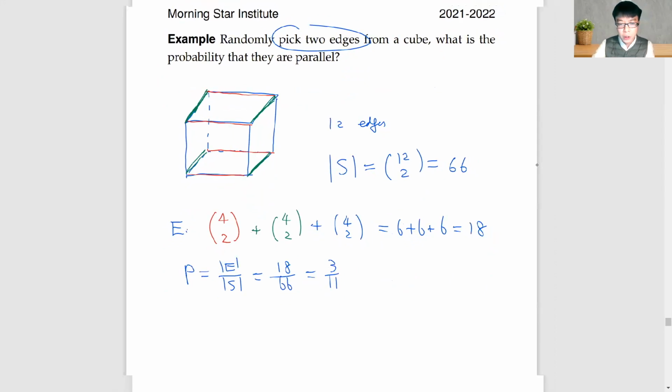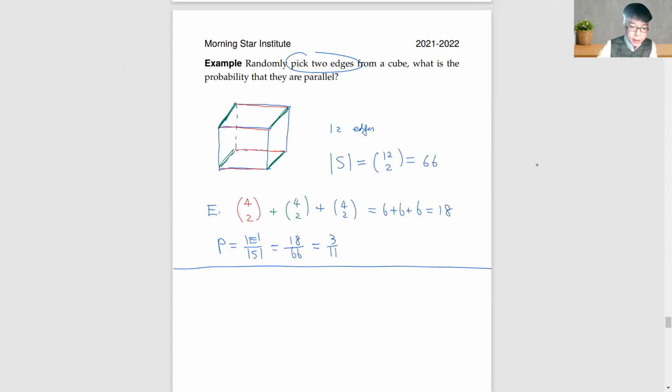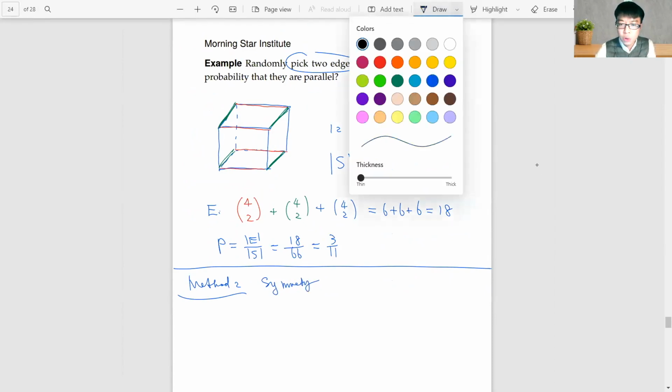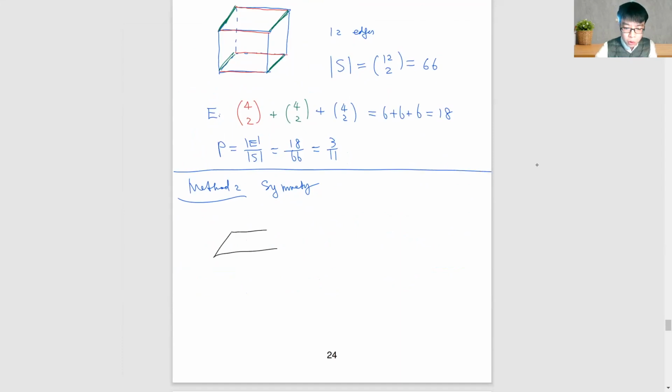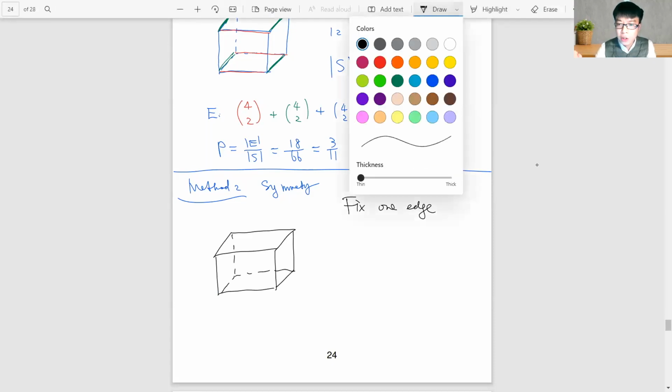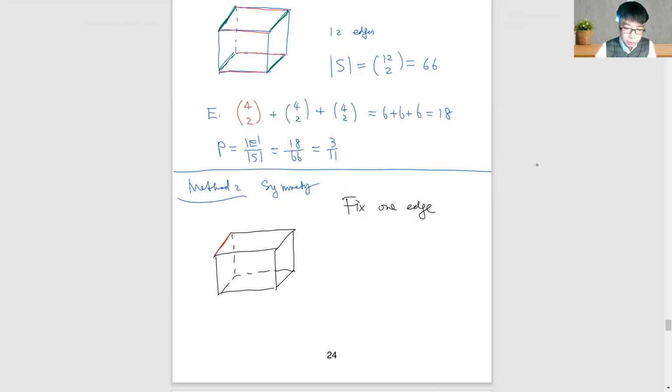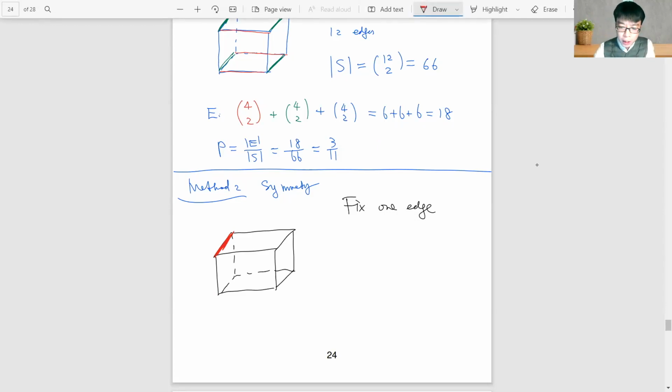This is the normal way to do it. But here, let me also mention another useful technique in AMC8. It's called using symmetry. If you use symmetry, the question can be solved very quickly. Let me also draw the cube here. Because this cube is very symmetrical, we can fix one edge. You can fix any edge, the discussion will be the same. Let's fix one edge, and then we consider the possibilities for the other edge.